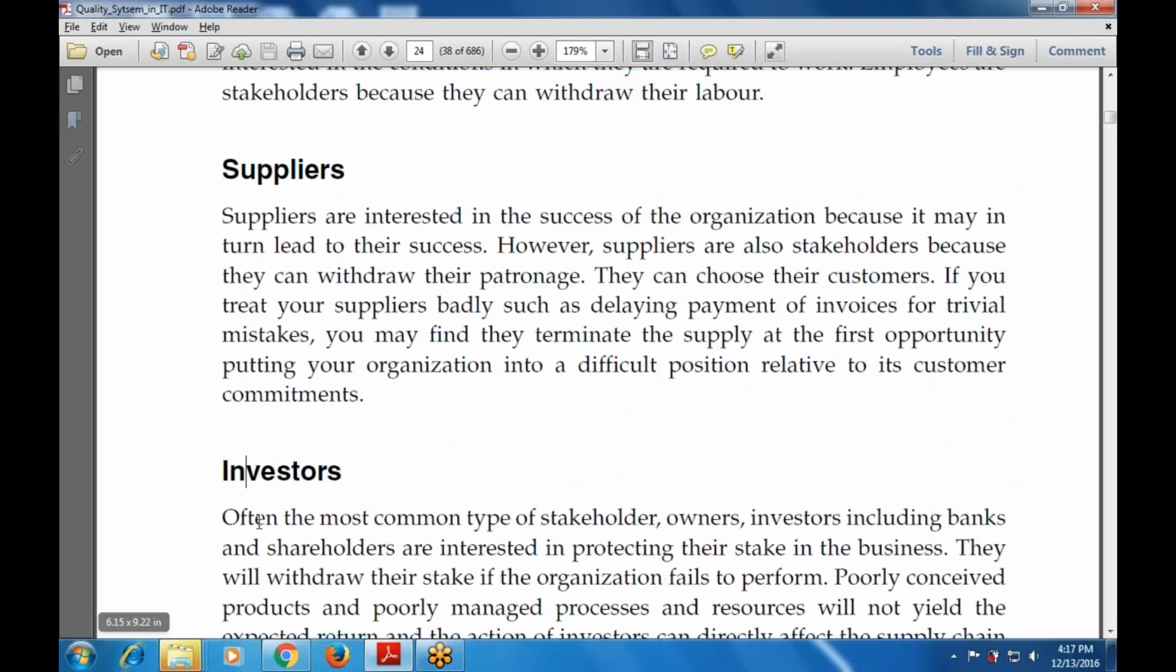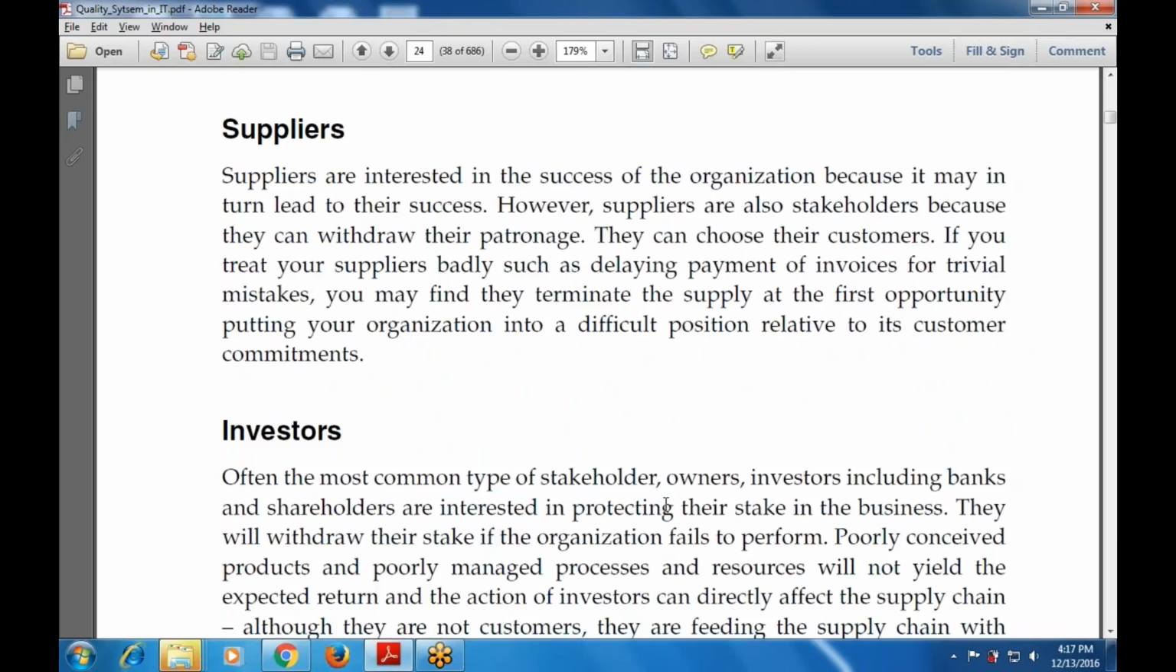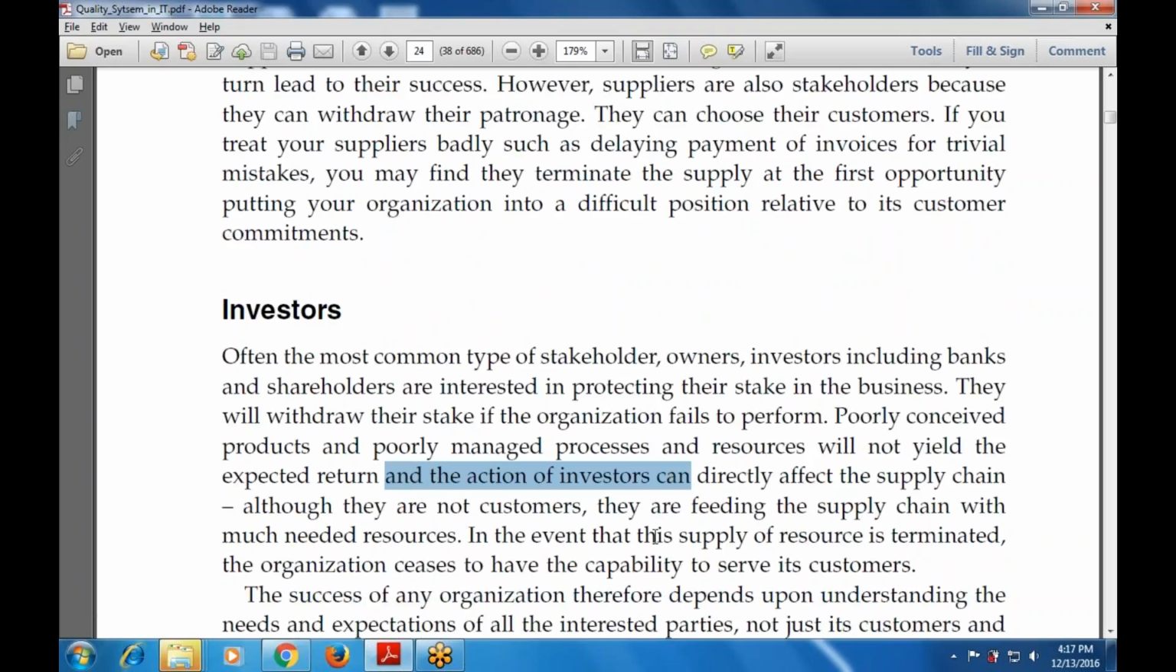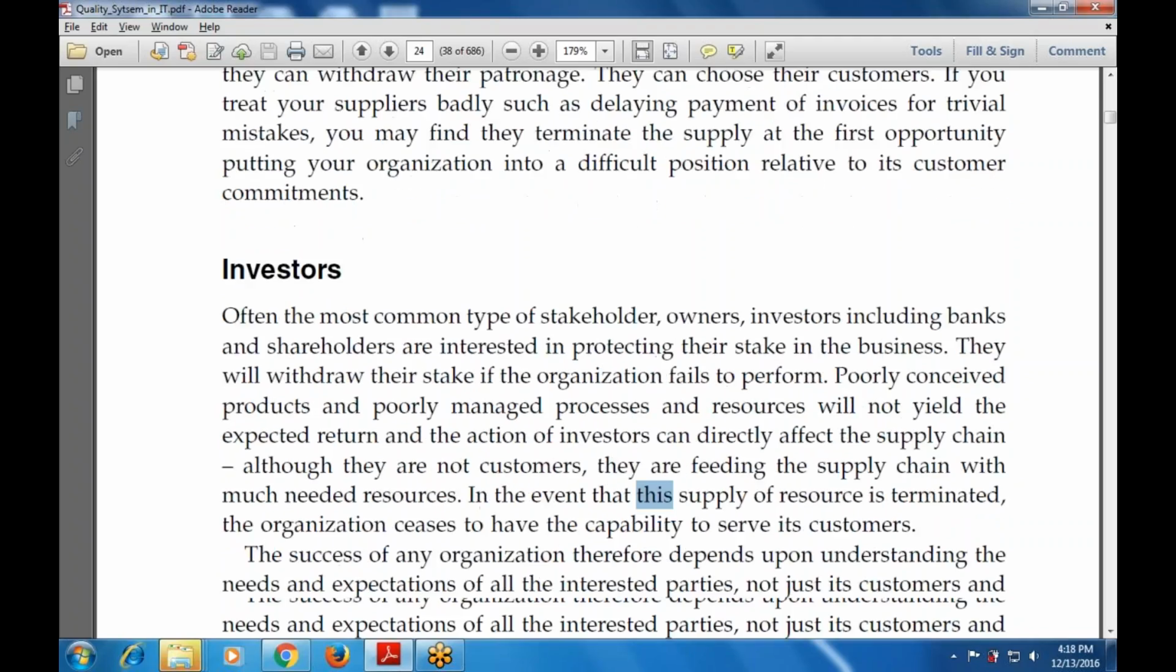The next one is the investors. This is one of the most common types of stakeholder: owners and investors, including the bank, who are interested in protecting their stake in the business. They will withdraw their stake if the organization fails to perform. When we talk about poorly conceived products and poorly managed processes, the resources will not yield the expected return, and the action of the investor can directly affect the supply chain. Although they are customers, they are still feeding the supply chain with related resources. And in the event that this supply of resources is terminated, the organization loses the capability to serve its customers, that is, the investors.